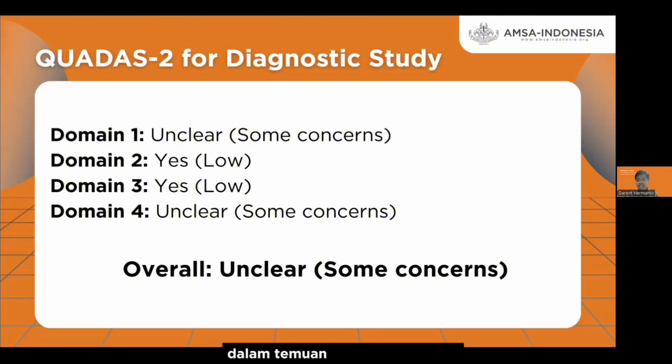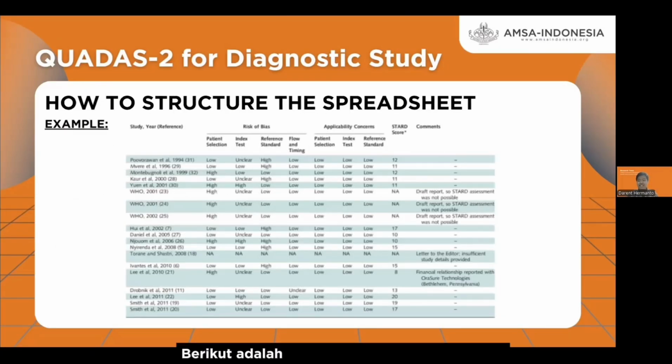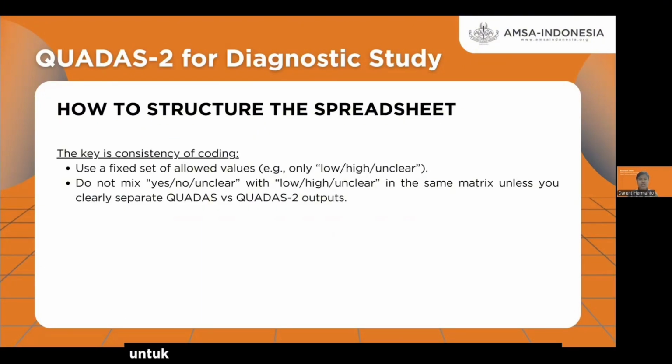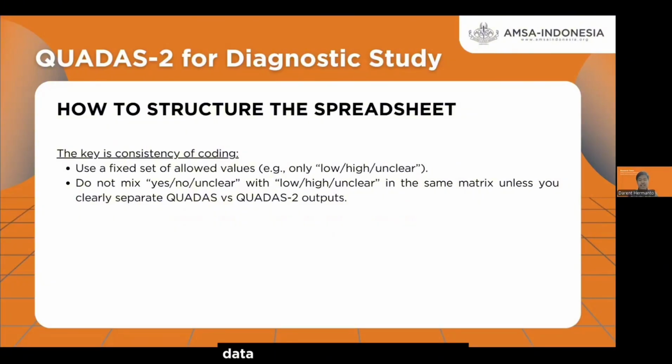Now, to prepare for your visualization, you should create a spreadsheet with rows for each study and columns for each ROB and applicability domain. Here is an example of a QUADAS 2 table, and it is vital to maintain consistency in coding using a fixed set of allowed values like low, high, or unclear throughout the matrix to ensure the data can be processed correctly.